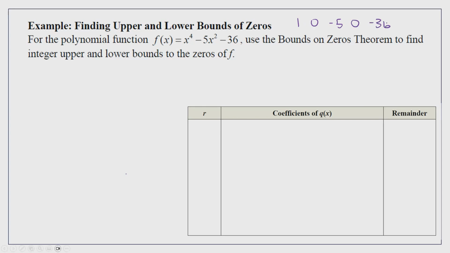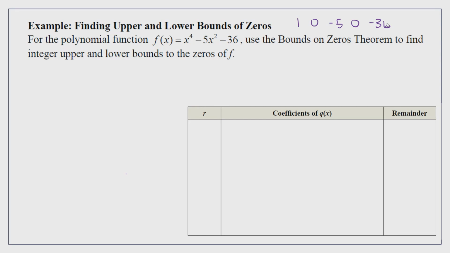Why? Well, x to the fourth has a coefficient of 1. Then we have a missing term, x to the third. That has a coefficient of 0. That's why it's not there. Then -5x squared, coefficient -5. Then we have x, the linear term. It's not present, so that's 0. And then -36. So that's where we got all of our coefficients from.